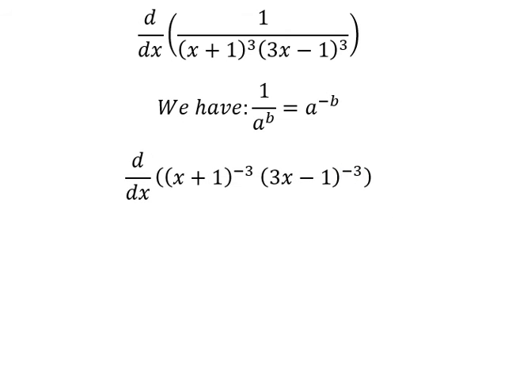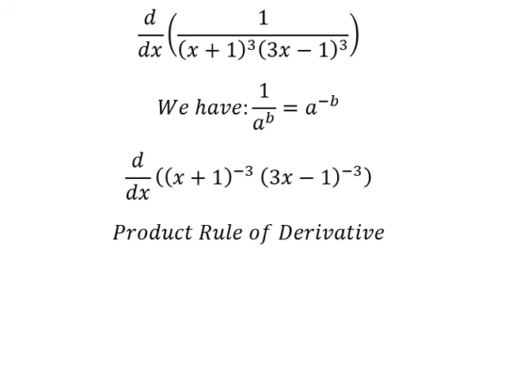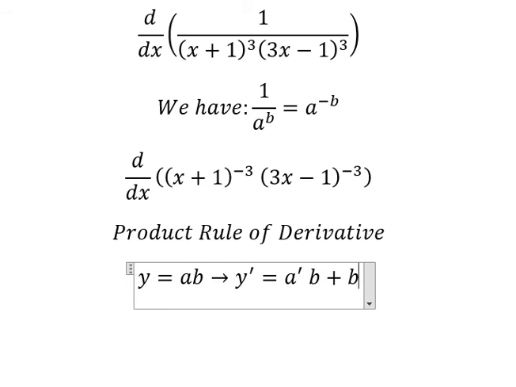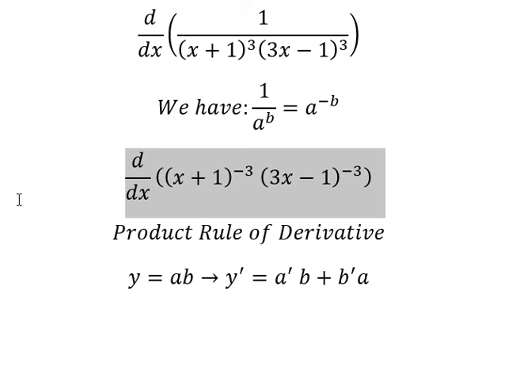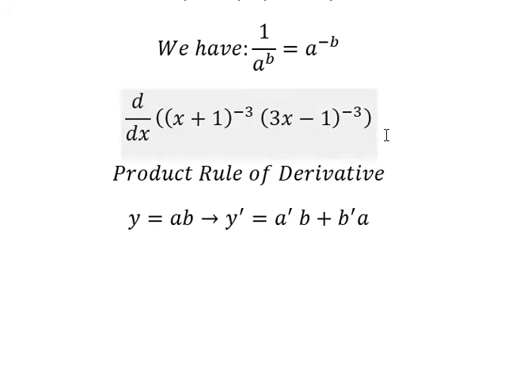Next, we can use the product rule of the derivative. So we have y equals ab. So if we do first the derivative of a, we need to multiply it by b, plus first the derivative of b multiplied by a. So for this one in here, that should be like this.